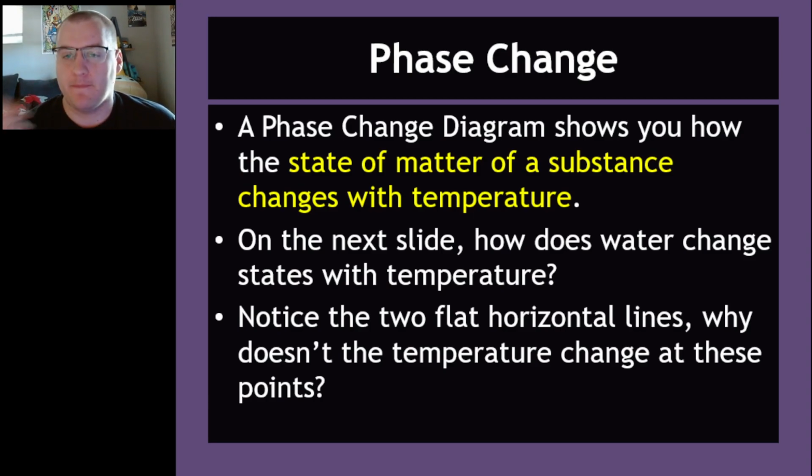Super professional here. Phase change. A phase change diagram shows you how the state of matter of a substance changes with temperature. On the next slide, how does water change states with temperature? So we're going to look at water on the next slide, a picture. Notice the 2 flat horizontal lines in particular. Why doesn't the temperature change in these points?